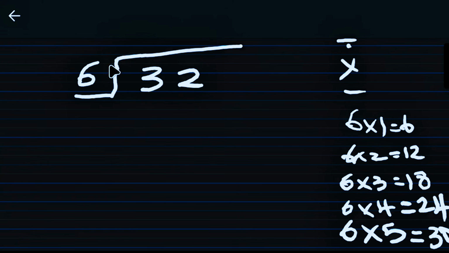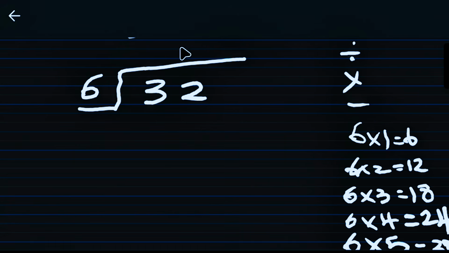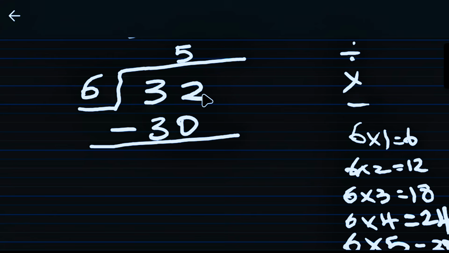Okay, so from here the next thing we are going to do: how many 6 can we find inside 32? That is how many? 1, 2, 3, 4, 5. So we'll write the 5 here, on the second digit. Okay, so from here we'll multiply 5 multiplied by 6. That is the next step, multiplication. So that is 30. Then the next step is subtraction. So we are going to subtract 32 minus 30. That will give us 2.